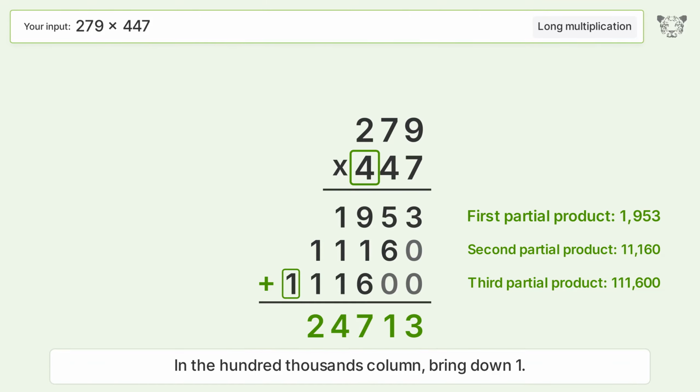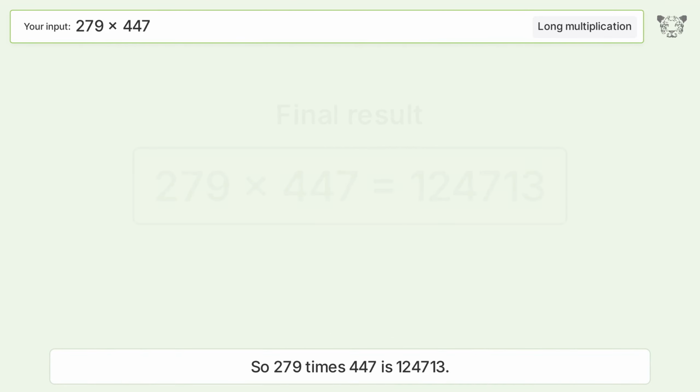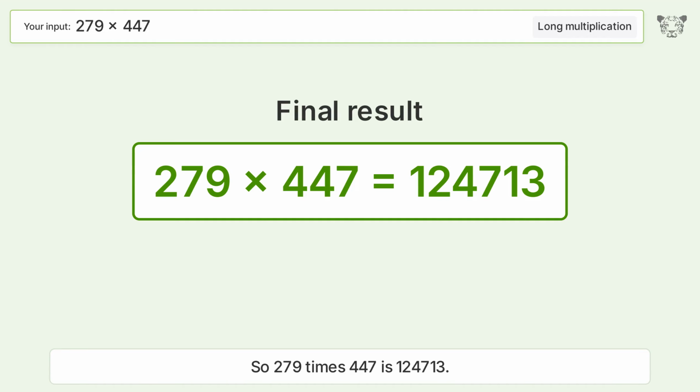In the 100,000s column, bring down 1. The product of the whole numbers is 124,713. So 279 times 447 is 124,713.